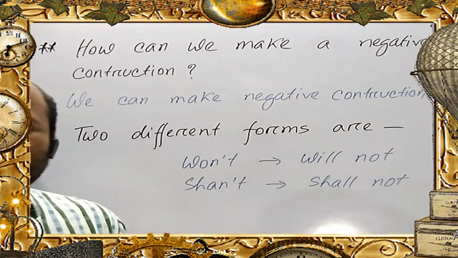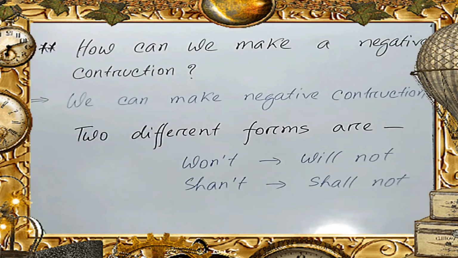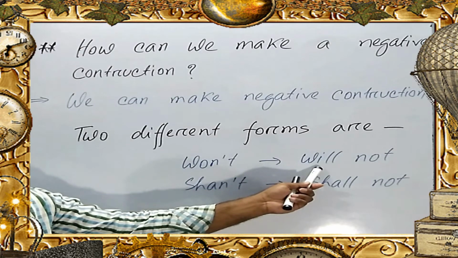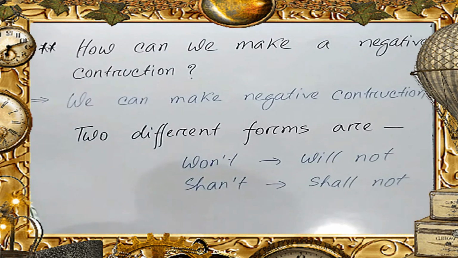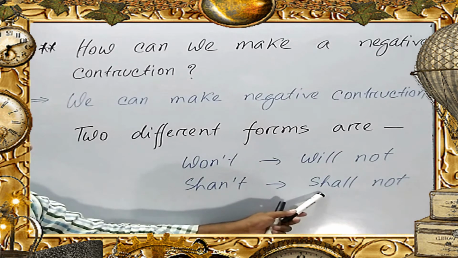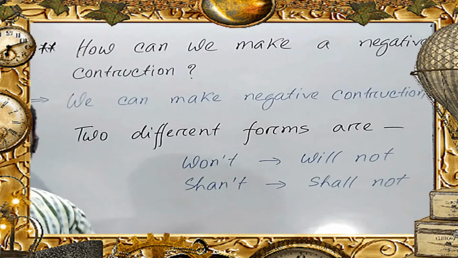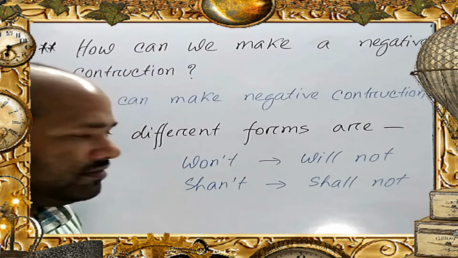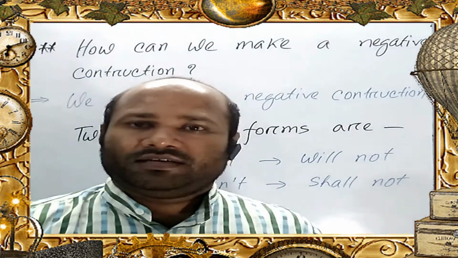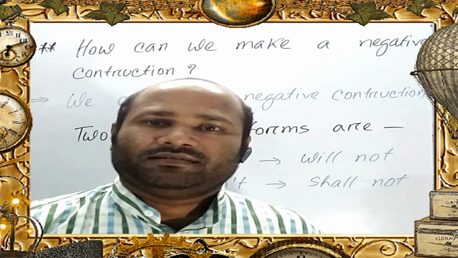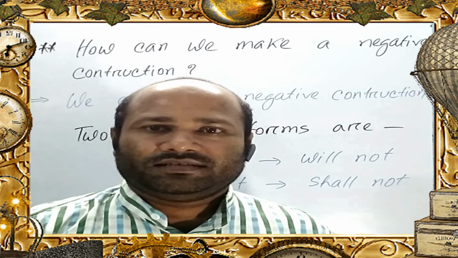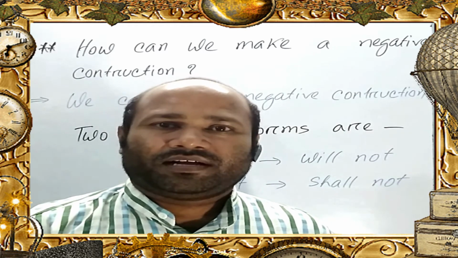These two forms are different from other contractive forms. So you should use won't when you are going to make will not, and you should use shan't, S-H-A-N-'-T, when you are making the negative contraction of shall not. These two are the different forms. You have to make it clear or memorize it carefully so that you don't make any mistakes, or you should not use them wrongly to get wrong marks or cutting marks.